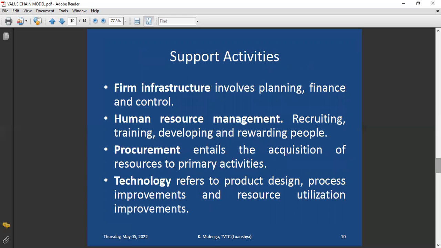Then we have support activities. Firm infrastructure: we're talking about planning, finance, and control. Then we have HR, human resource management: recruiting, training, developing, and rewarding people. Procurement, which entails the acquisition of raw materials or resources for primary activities. Then we talk about technology, which refers to product design, process improvements, and resource utilization improvements.